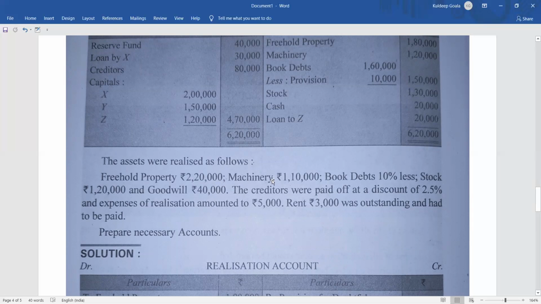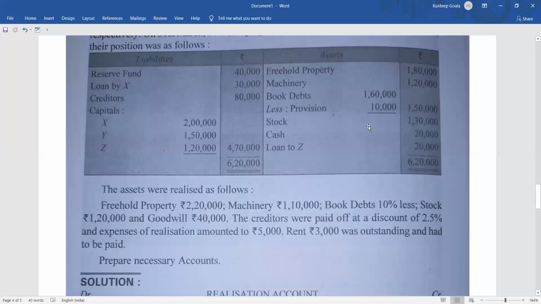We have got machinery, we have got 1,10,000. Book debt we have got 10% less. 10% less means what is the book debt? 1,60,000. So 10% is 16,000. So from 1,60,000 if you deduct 16,000, you will get 1,44,000. So 1,44,000 is there. Clear? So 1,44,000 will get from the debtors.